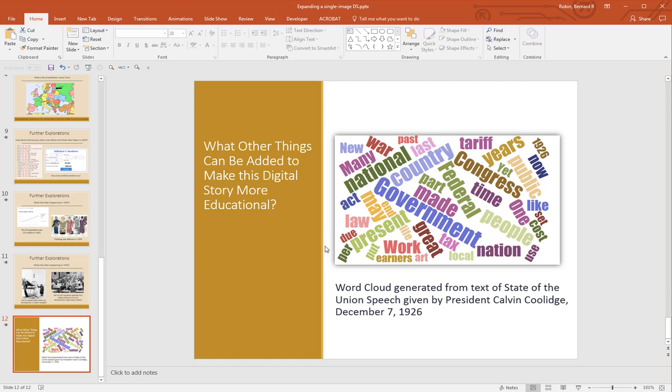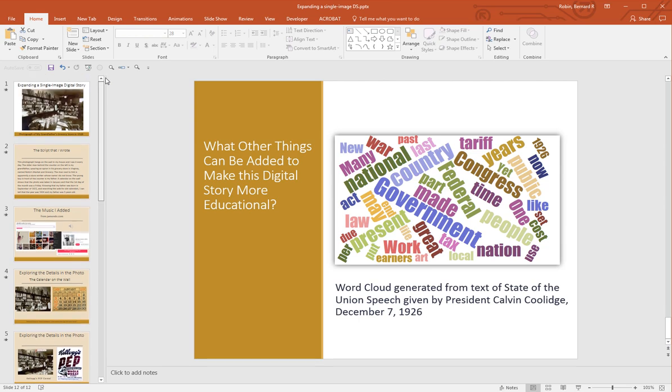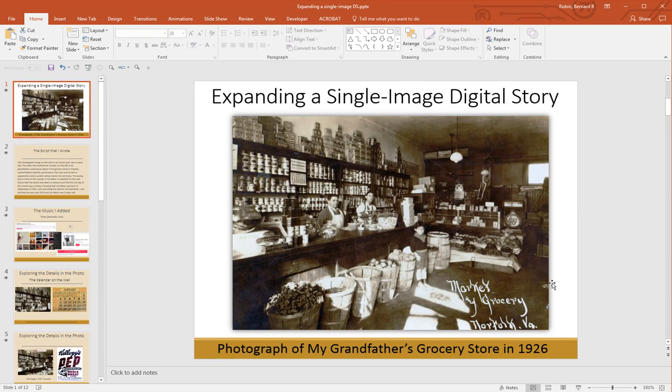So these are just a few of the many possible explorations that resulted or could result from a photograph like this, where there is lots going on in the picture. So when you are thinking of expanding your single image digital story, you can think about these kinds of explorations and hopefully come up with some even more interesting ones on your own.